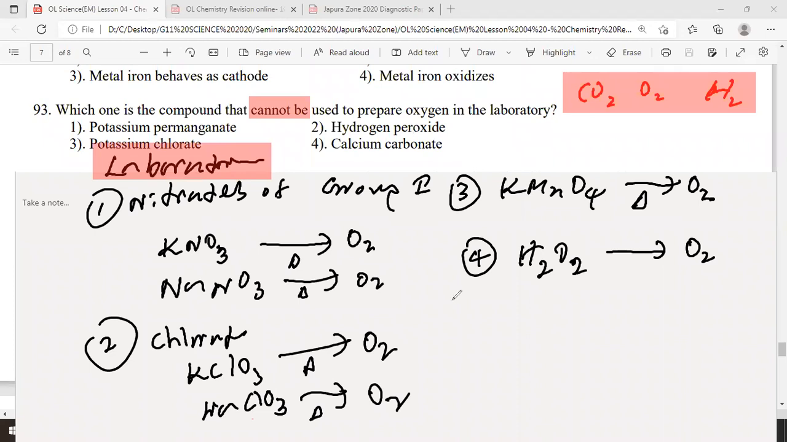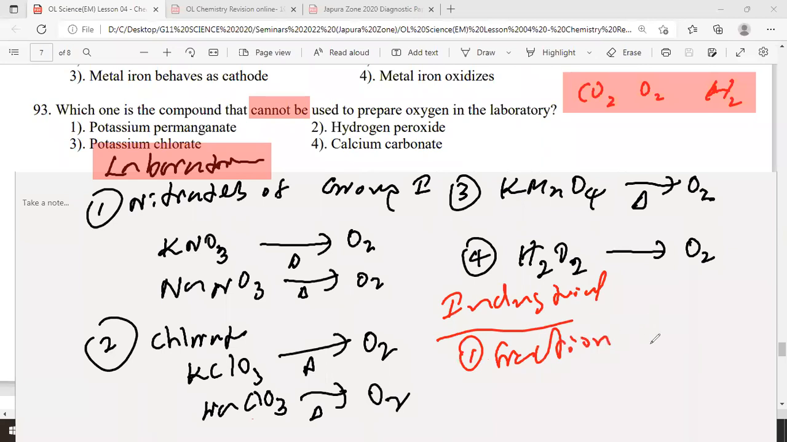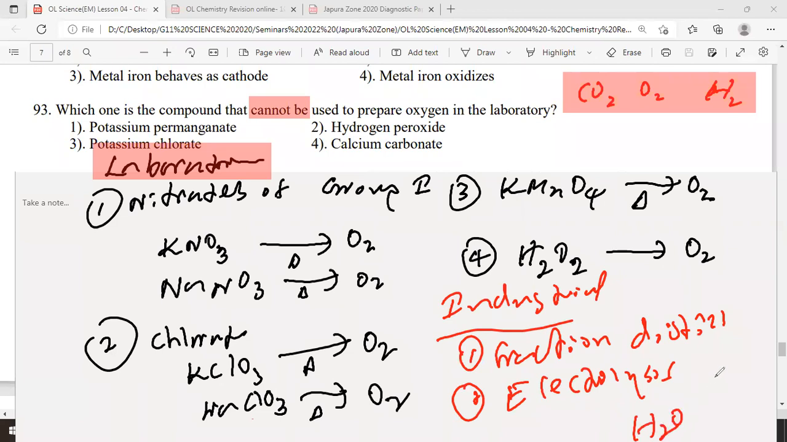But if you are going to make oxygen gas industrially, industrial methods, that is from what you did in grade 11 chapter 3, fractional distillation is used. Fractional distillation is used to prepare oxygen from the atmosphere. Number 2, electrolysis of acidic water. Electrolysis is also used, that means you can break down water into oxygen and hydrogen gas by passing electricity. So these are the industrial methods.